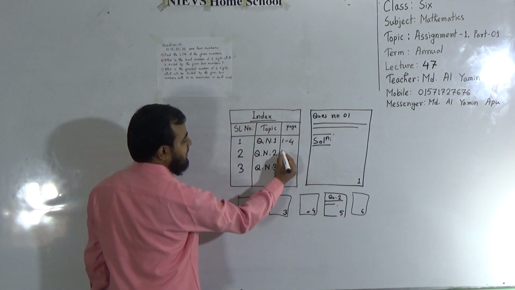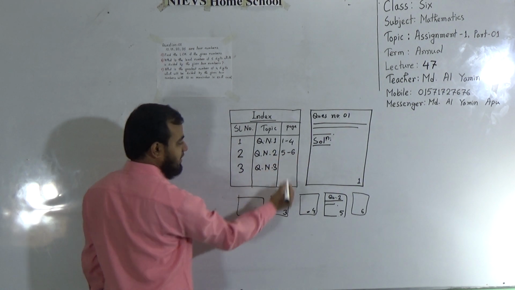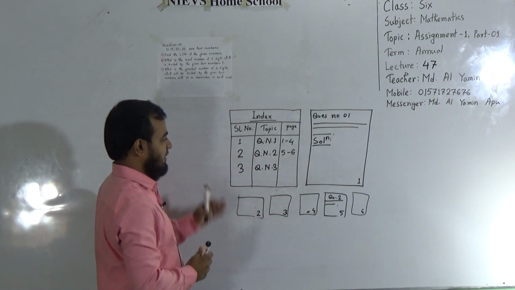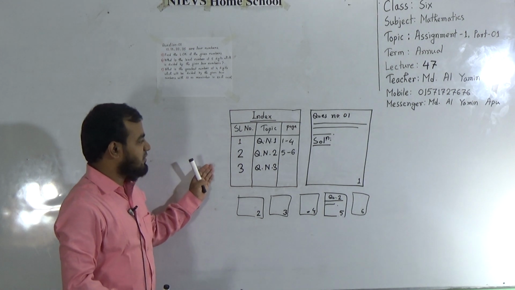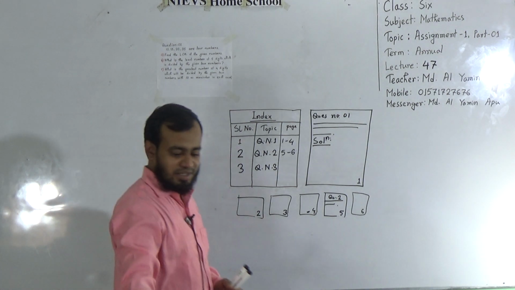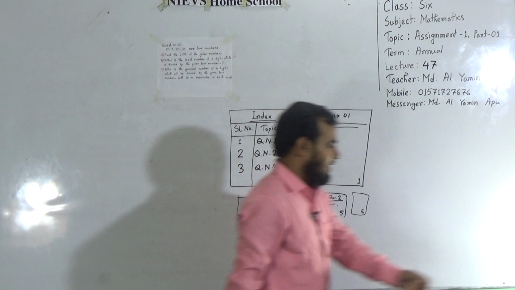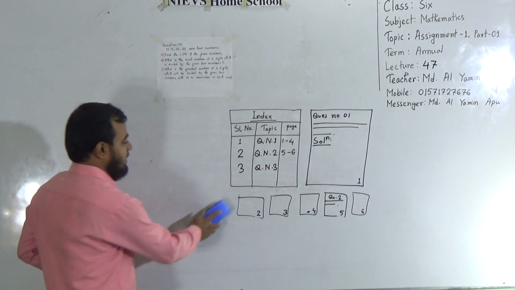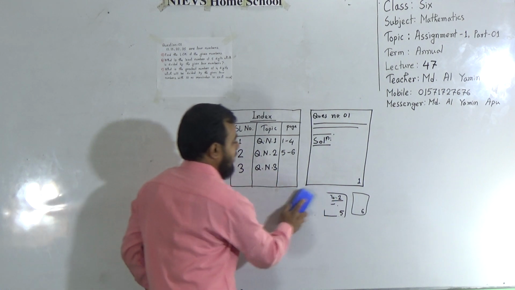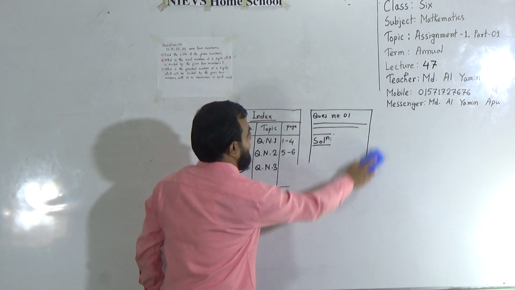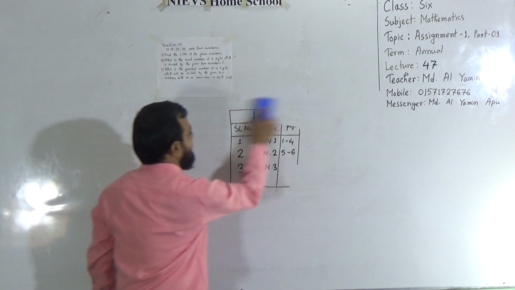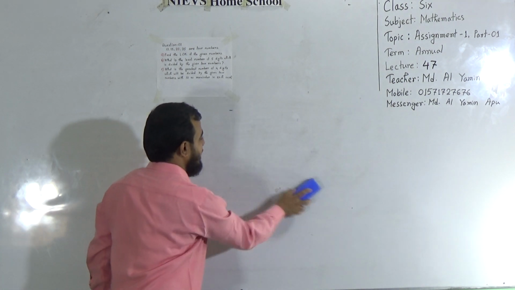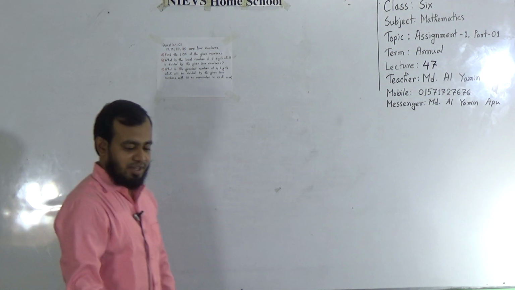So you can write down page number 5 to 6, and like this you can fill up the index. Okay, index is a very important thing. You can write down the index, and you must not do any kind of rubbing on your assignment paper. That means your assignment paper must be neat and clean. You should keep your assignment paper neat and clean.